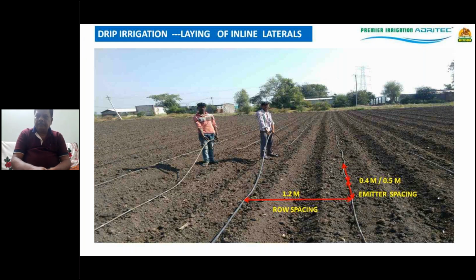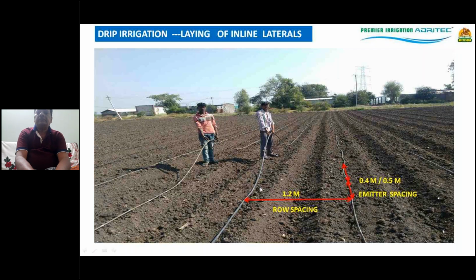Here, this is a plot which was a sugarcane field, and the row to row spacing is 1.2 meters, and between the emitters it is 40 to 50 centimeters. You can make out from the type of the soil. So basically the things were put, and when the drip irrigation works, the entire area will get irrigated over here.